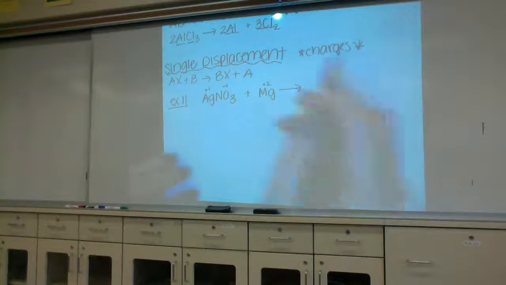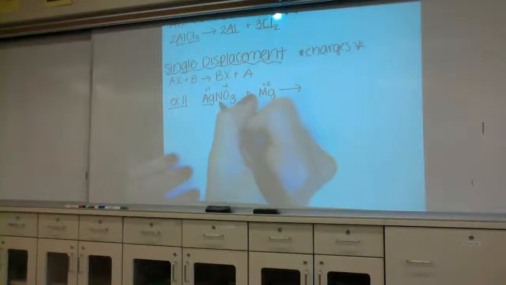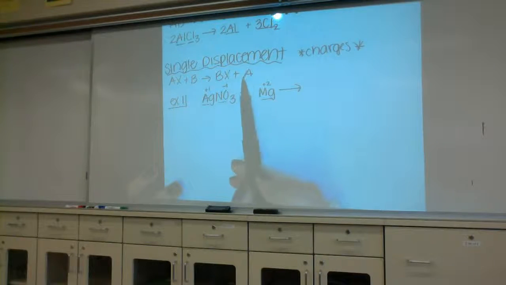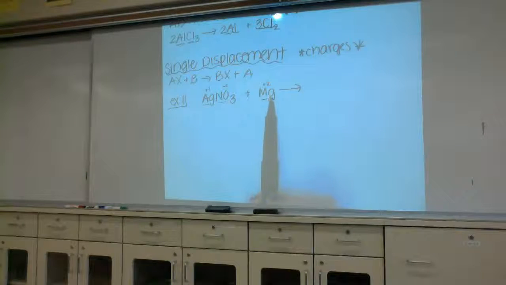Now, single displacement, instead of assigning A and X and B, yes, we can do that, and then you can follow this formula and make BX plus A. That is totally fine if that's the way that you want to do it. However, that means you're going to have to memorize all of these formulas, and we don't want to do that. The easiest way to do this is I want to combine my lone cation with this anion, okay? So whatever your lone element is, this guy needs to get back into the game, okay?